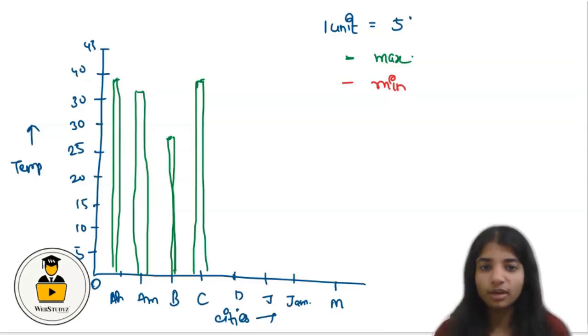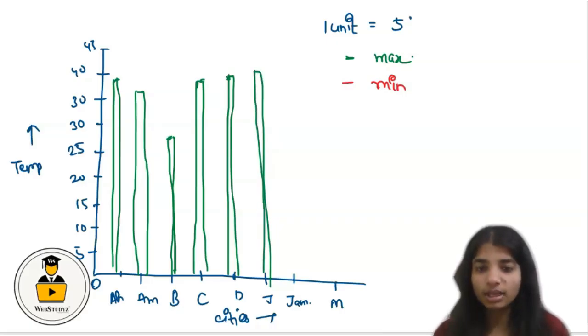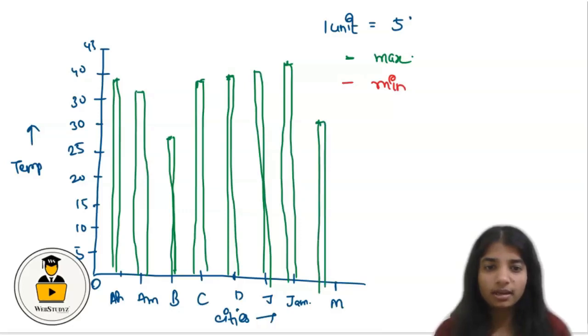Next is Delhi. For Delhi, it's 38. So this is 38 for Delhi. Next is for Jaipur. Jaipur, it's 39. So this is 39 for Jaipur. Next is for Jammu, it's 41. So this is 41 for Jammu. And next is Mumbai. It's 32 for Mumbai. So this is the maximum temperature.